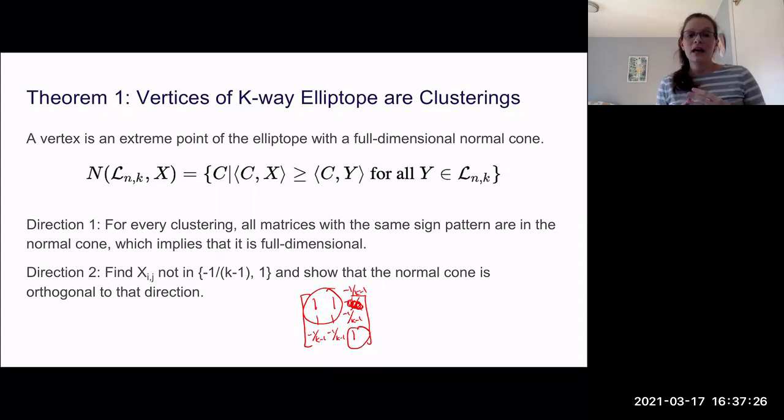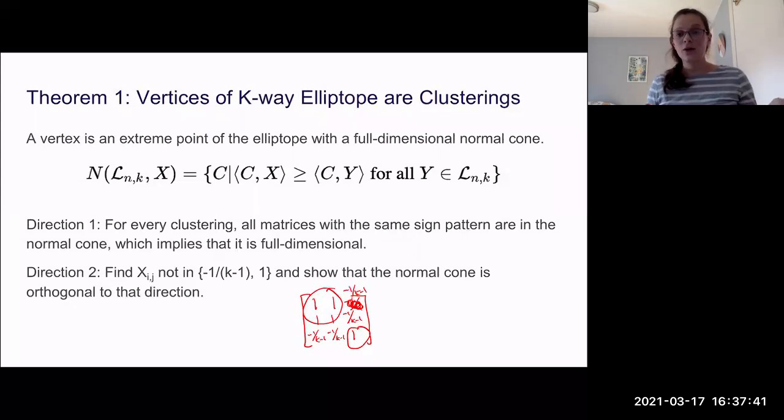And in the other direction, suppose you don't look like one of these clustering matrices. So you have something that's not -1 over k minus 1 or 1 in value. Then we can actually show that that's a direction where the normal cone is orthogonal. So we could think about making an improvement in that direction, meaning you wouldn't be the optimal solution.